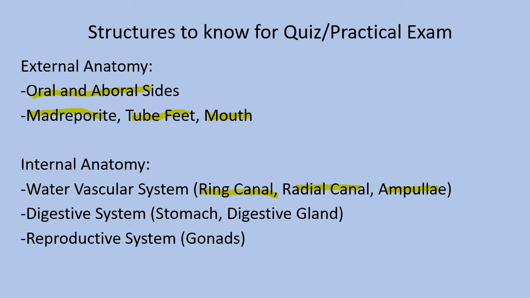Then we covered a couple of structures in the digestive system, so the stomach and the digestive glands, which are in the arms. And the stomach would be in the middle of the sea star. And then the gonads, which are part of the reproductive system. So those are the structures you should focus on to be able to recognize as far as the quiz or the practical exam.